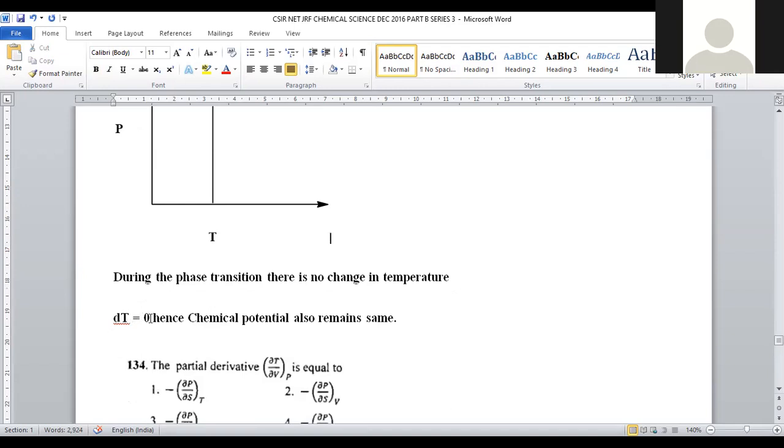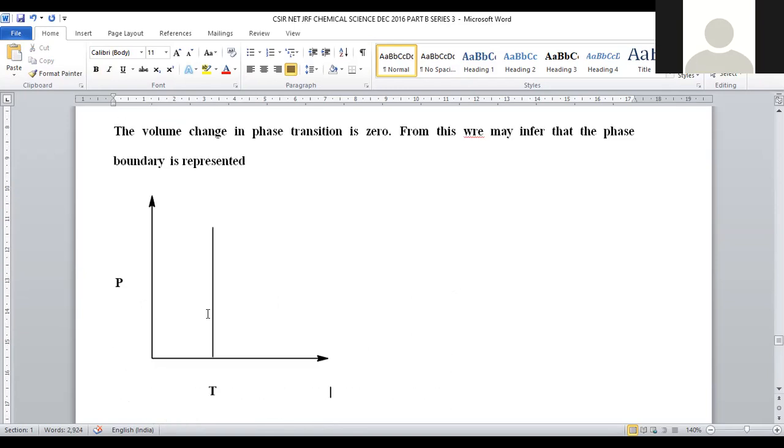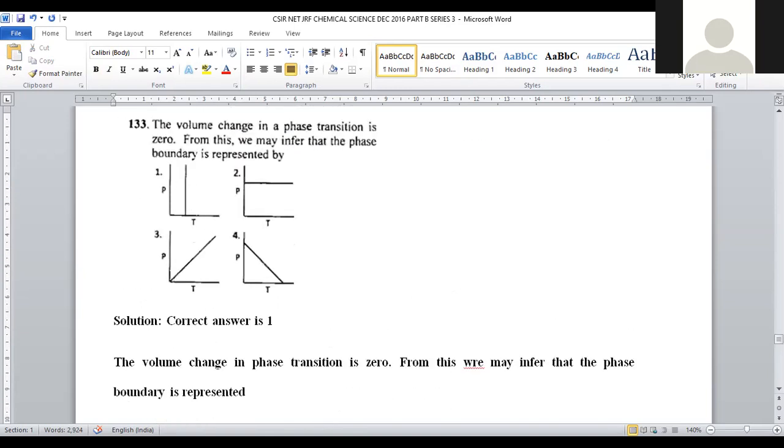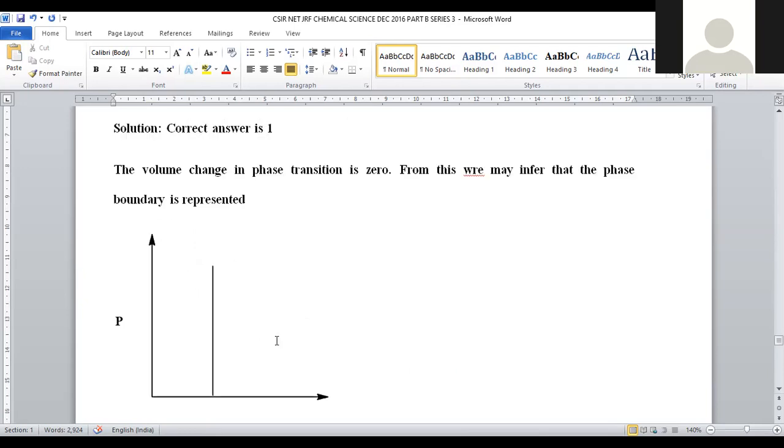So here change in temperature is denoted with 0. Hence the chemical potential also remains same, being dT is equal to 0. So it is best represented in option number 1. So when volume remains constant, the only variables are pressure and temperature. And the condition at phase transition is dT is equal to 0. That means temperature variation will not be possible. That is given in option number 1. For question number 133, option number 1 is the correct answer.